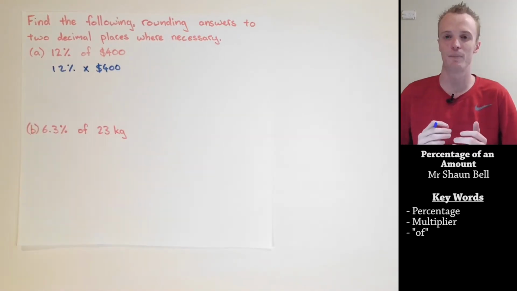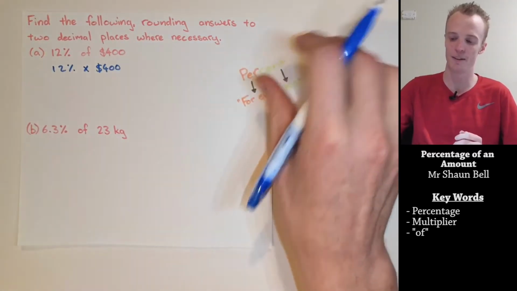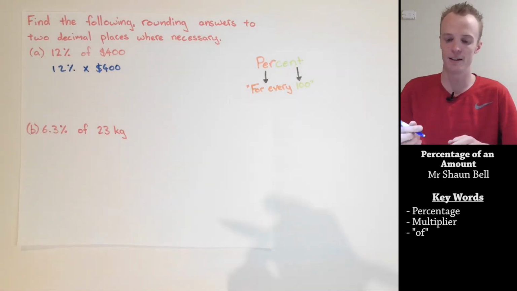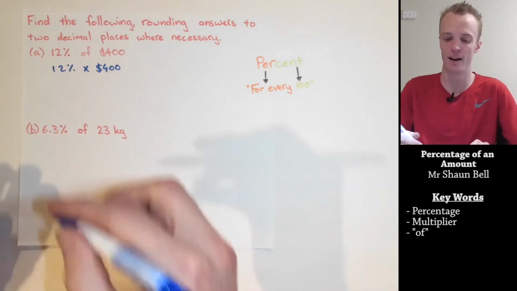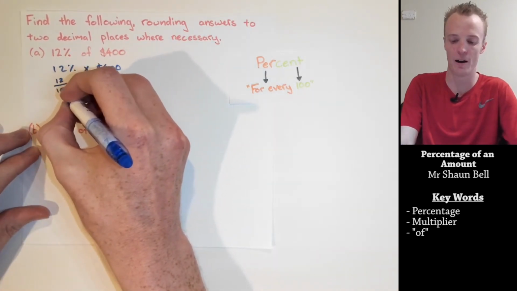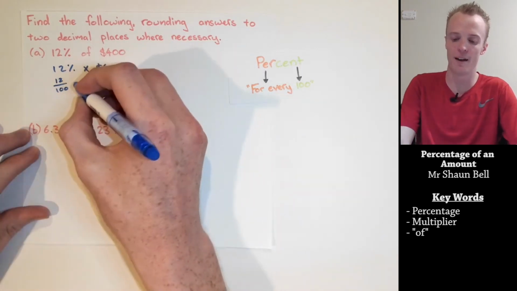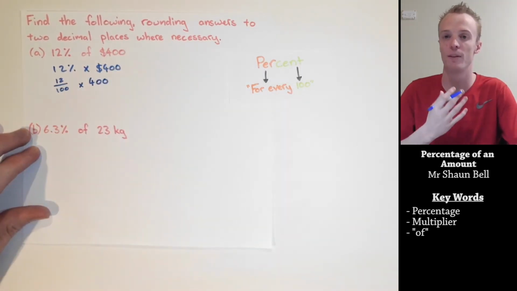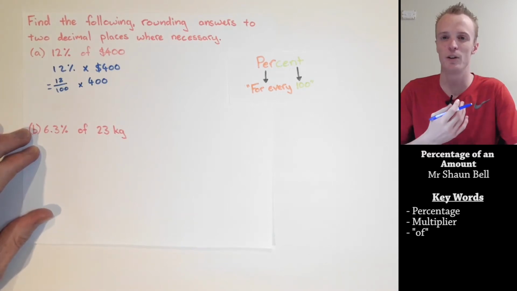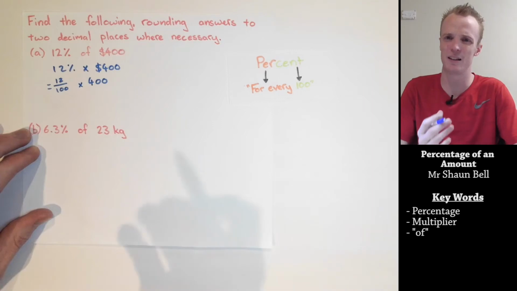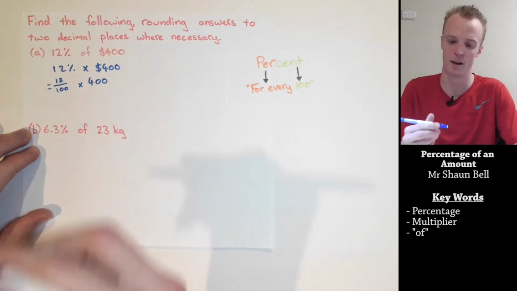Now when we're multiplying with percentages, we need to remember the definition of percent: for every 100, which simply means that percent means out of 100. So we've got to represent 12% out of 100, and we multiply that value with the $400, or 400 without the units. Now we could just enter this into the calculator, but I like to simplify this part to a decimal, which I call the multiplier.